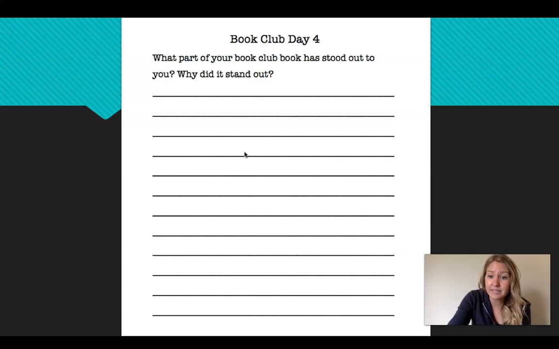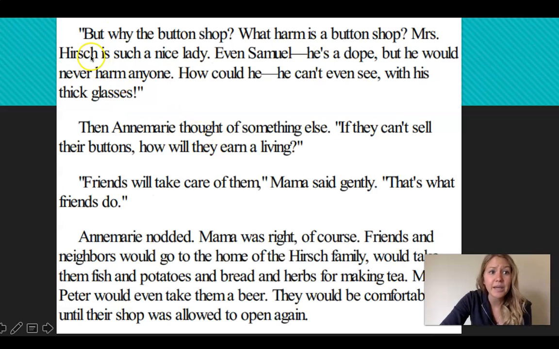So we're going to be doing this thinking about a part in Number of the Stars that when I read, I said, you know what? That really seems to me like we need to stop and think here about what this is really about. It just stood out to me as really important. So here is that part, and I'll reread it to you before I start talking about it. So it says, but why the button shop? What harm is a button shop? Miss Hirsch is such a nice lady. Even Samuel, he's a dope. But he would never harm anyone. How could he? He can't even see with his thick glasses.